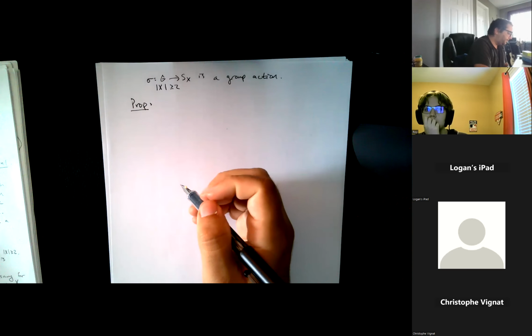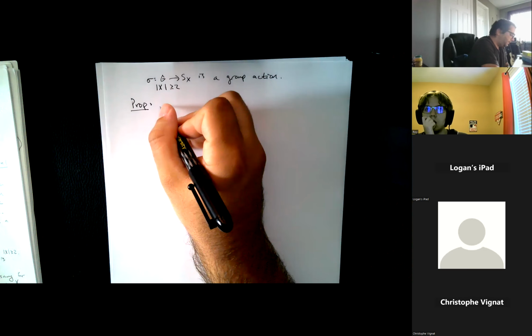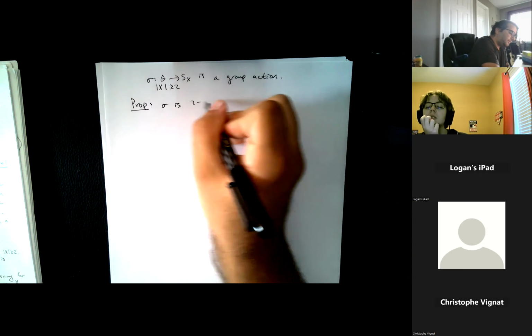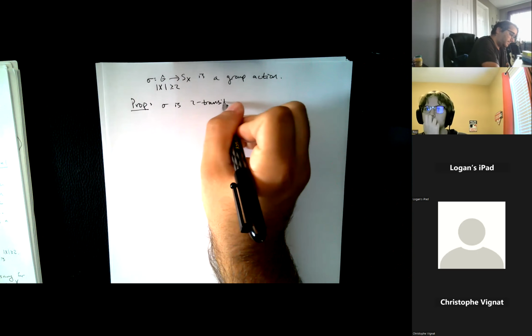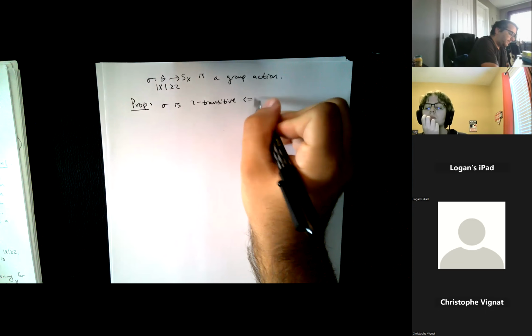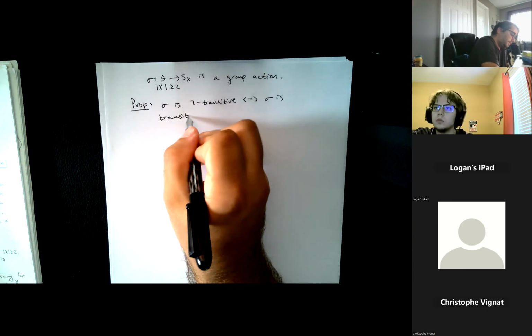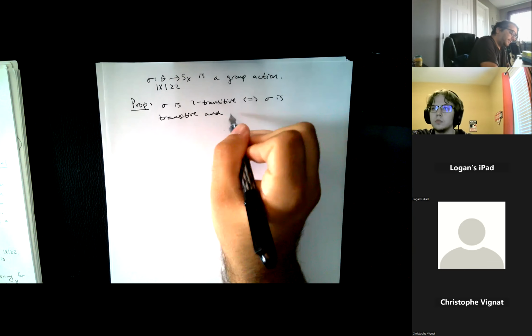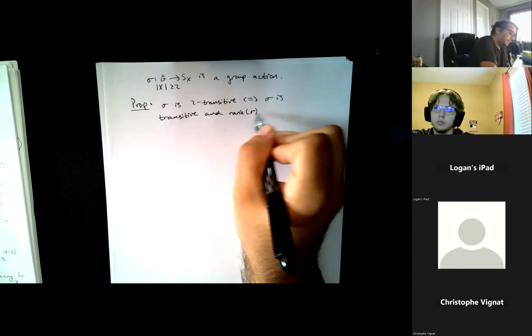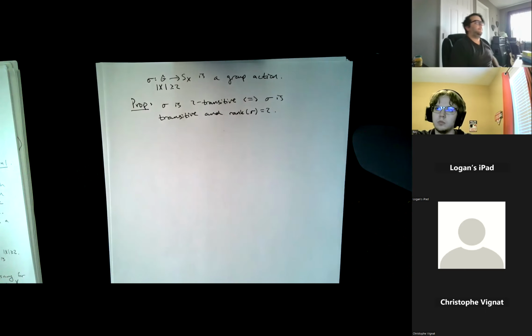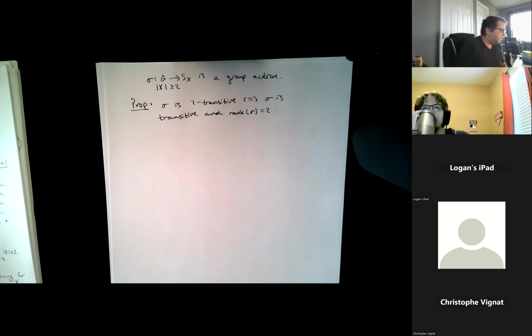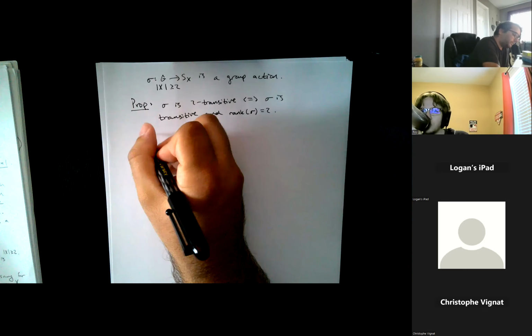Okay, so sigma is 2 transitive if and only if sigma is transitive and the rank of sigma is 2. So the rank of sigma, remember, is the number of orbitals of sigma, which is the number of orbits of sigma 2. Okay, so proof.